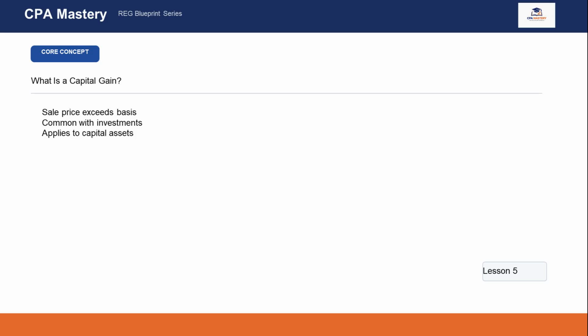A capital asset is generally any property held by a taxpayer that is not specifically excluded by the tax code. Common examples include stocks, bonds, land, and other investment property. Many personal assets also qualify as capital assets. The CPA exam may test whether an item is classified as a capital asset because this determines whether capital gain rules apply.